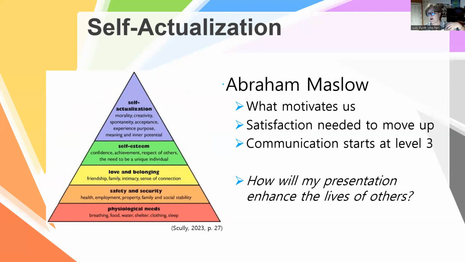So this is where, what's going to motivate us? This is the motivational pyramid. Public speaking begins here on this third level, love and belonging. If you're worried about your safety and security, you can't be an effective public speaker. If you don't have your basic needs for life, your food, water, shelter, clothing, you cannot be an effective presenter.